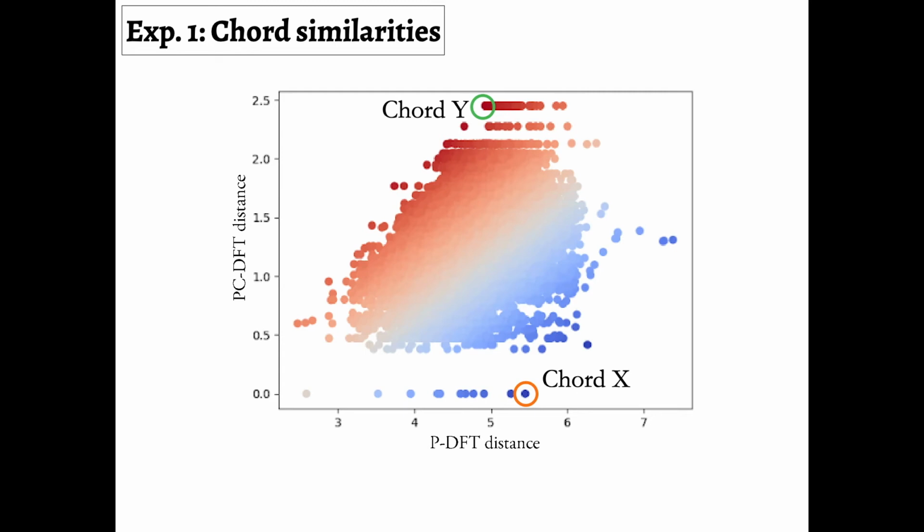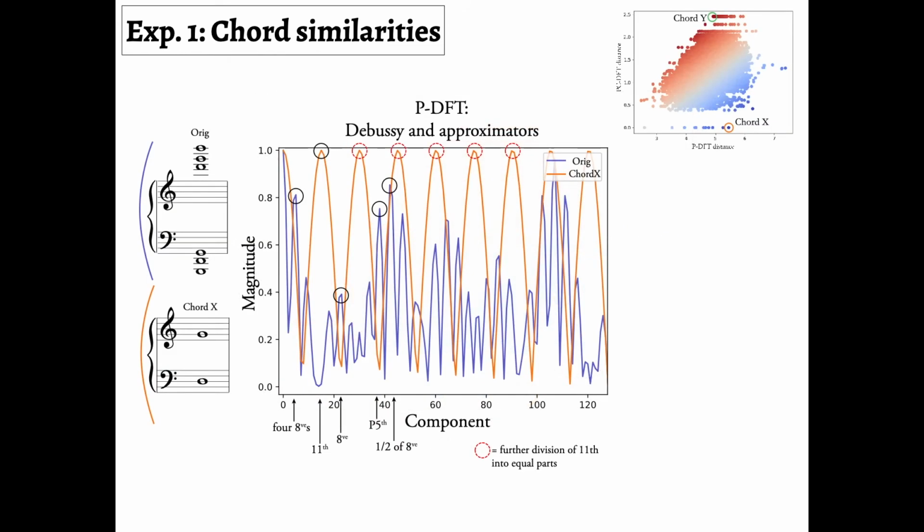So even though the two measures do have a general correlation, as we can see here, we picked 2 outliers to show how they differ. First we'll show you this chord that was identical by PCDFT, but pretty far by PDFT. Let's compare them aurally.